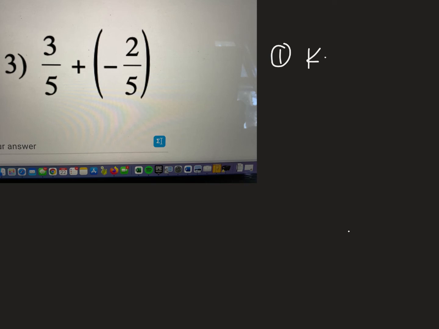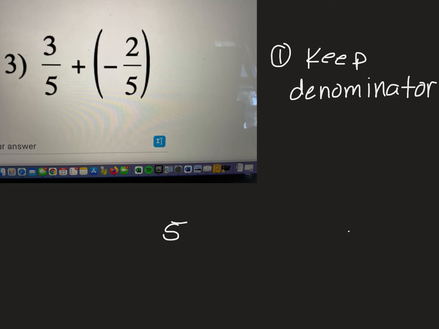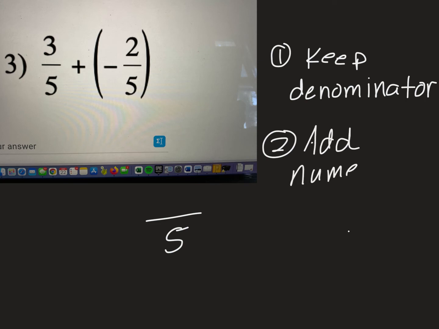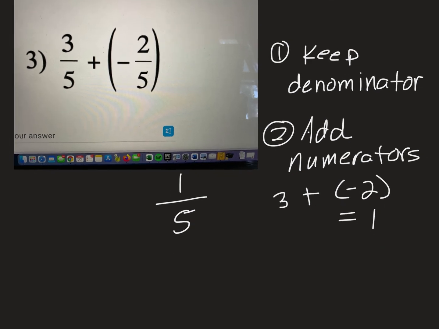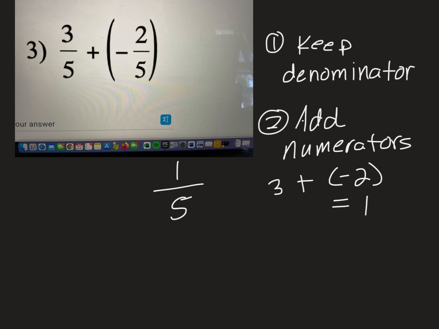Alrighty, so in step 1, we're going to keep that denominator. What's that denominator going to be? It's going to be a 5 in the denominator. Step 2, we're going to add those numerators together, and don't forget the sign. In this case, it's a 3 plus a negative 2, which is going to be equal to a positive 1. And the last step is to simplify if possible.